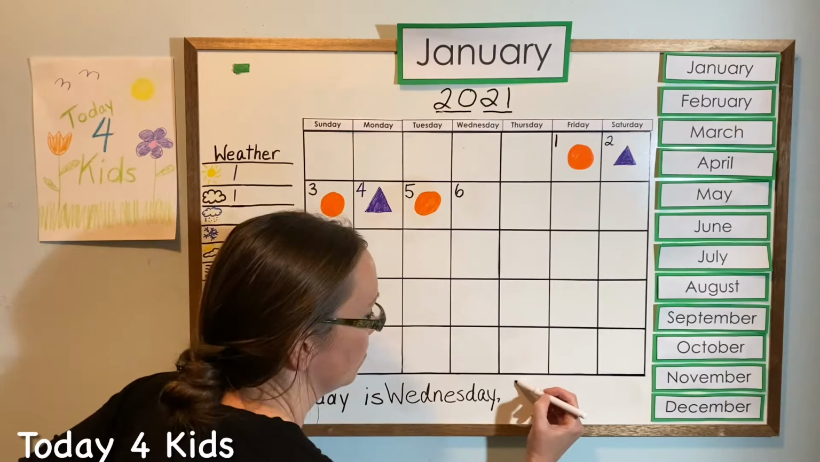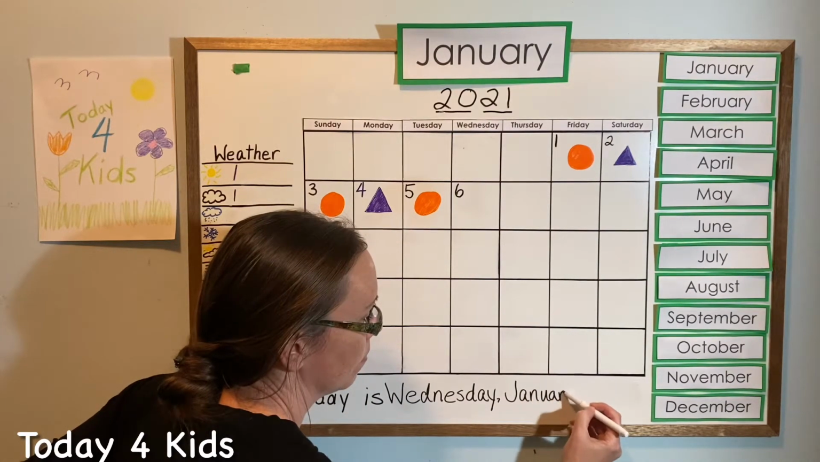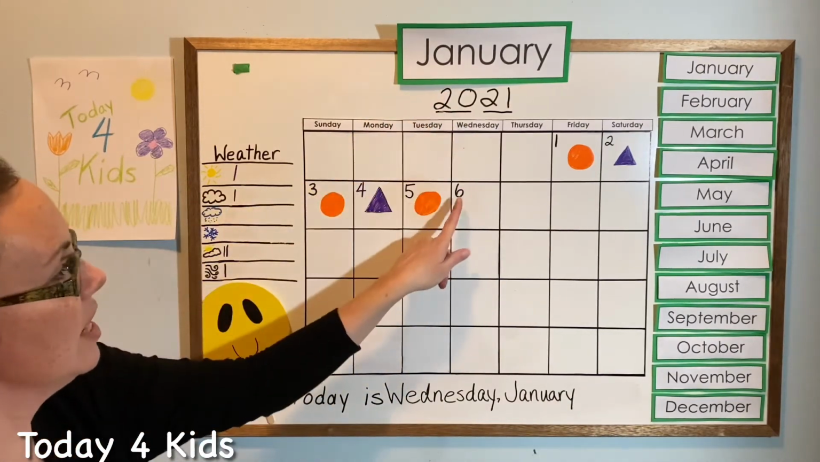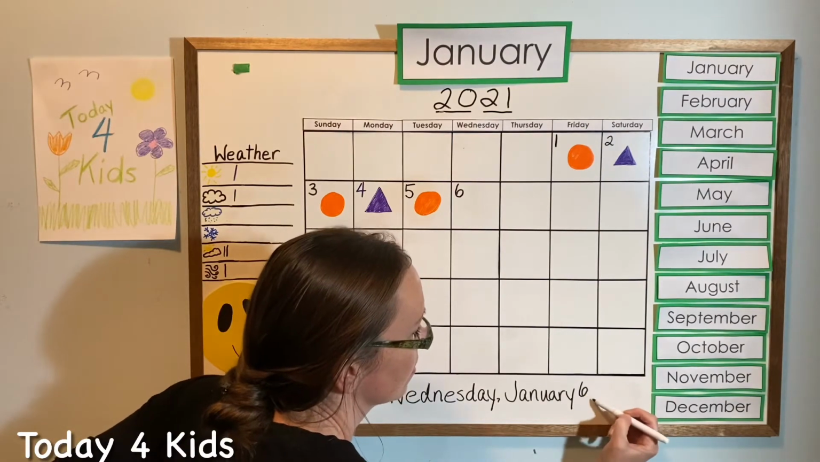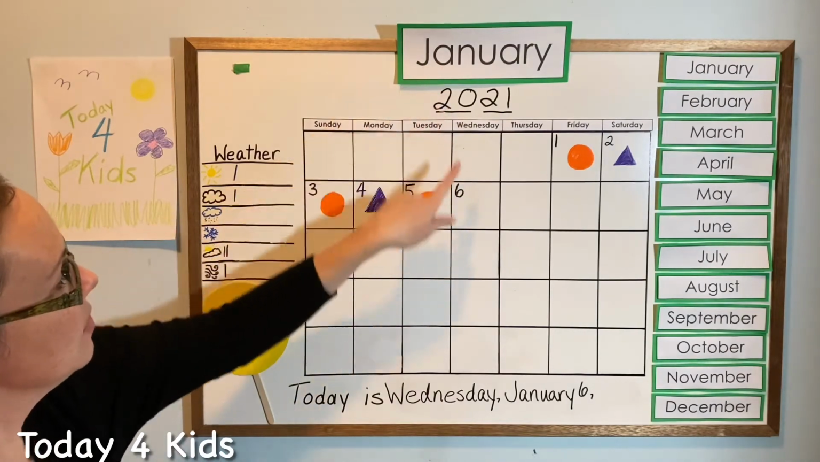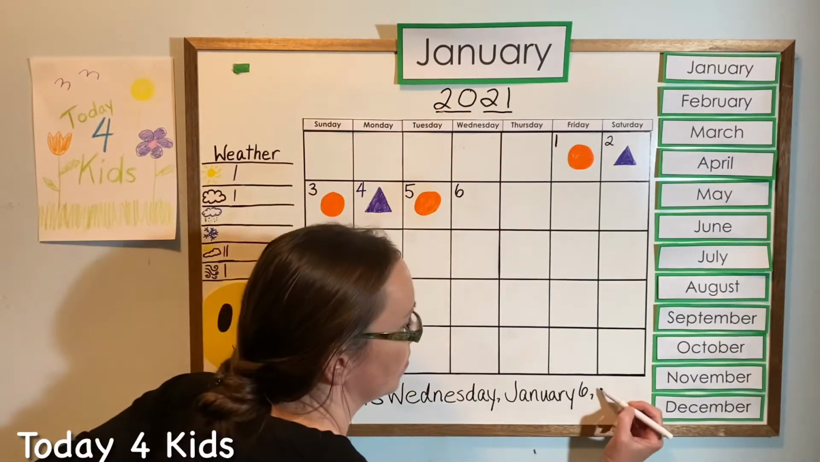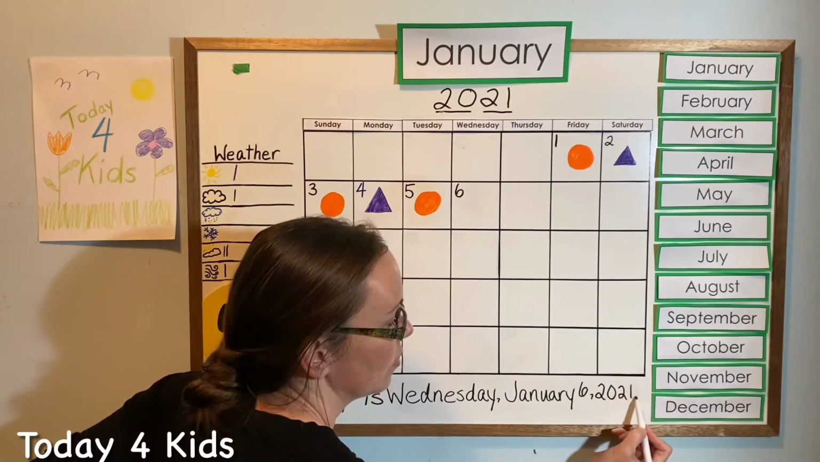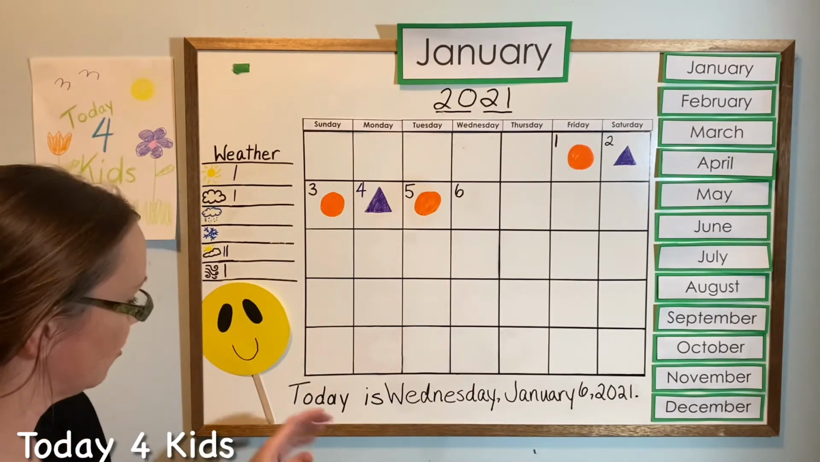January. Wednesday, January 6th. And another comma. Wednesday, January 6th, 2021. And I'm going to finish with a period because we're at the end of our sentence. We don't want to say anything else after this sentence.